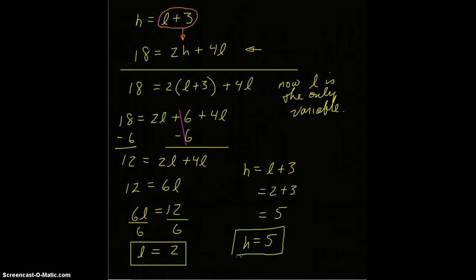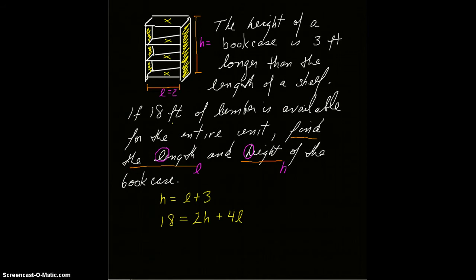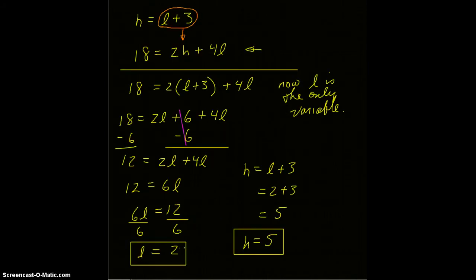Now this is a word problem, so let's go back one more time. We were given 18 feet of lumber. Right, so everything is in feet, so I want to make sure I put the units in. So L is equal to 2 feet, H is equal to 5 feet. So our bookcase is 2 feet wide, 5 feet high. And that's it. Good.